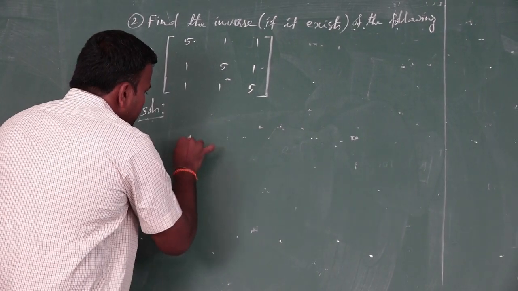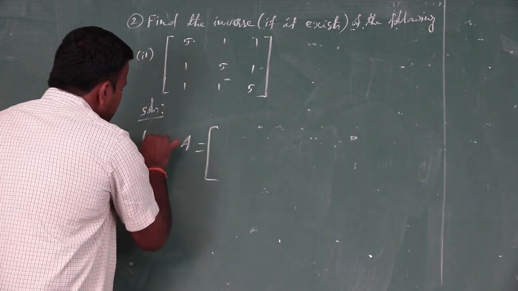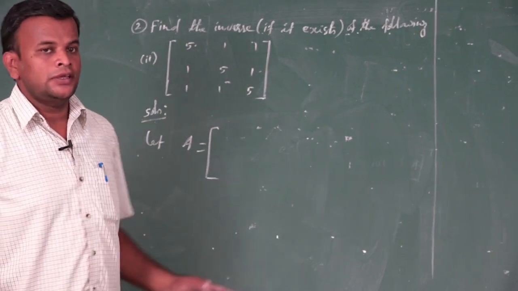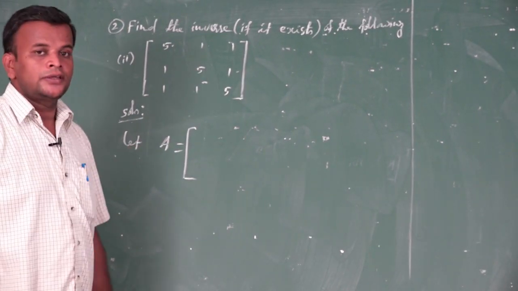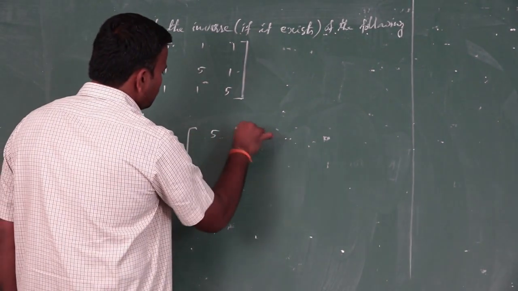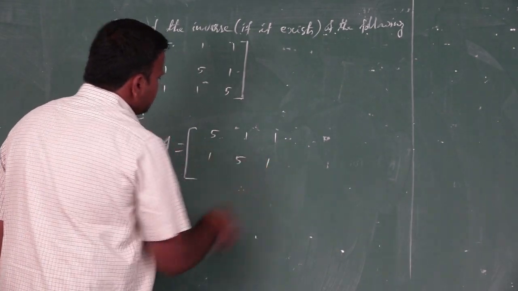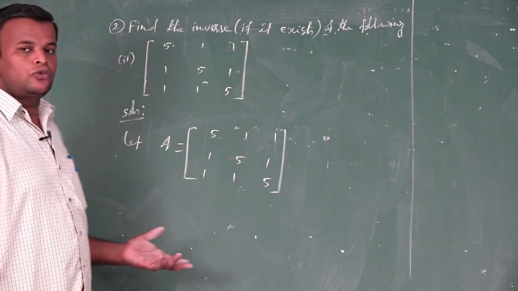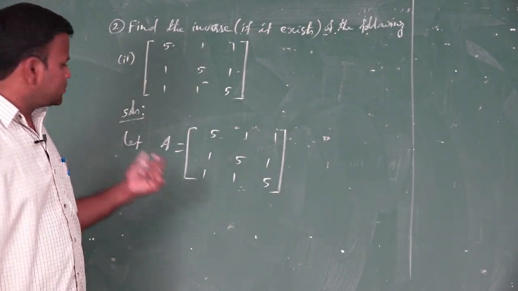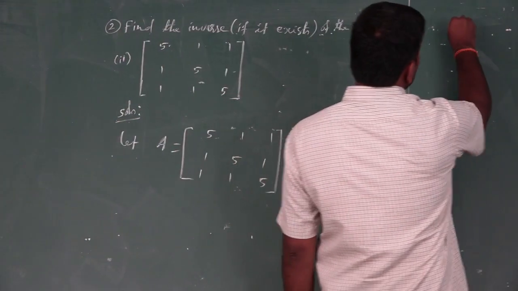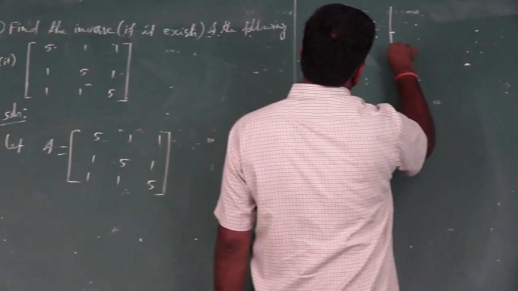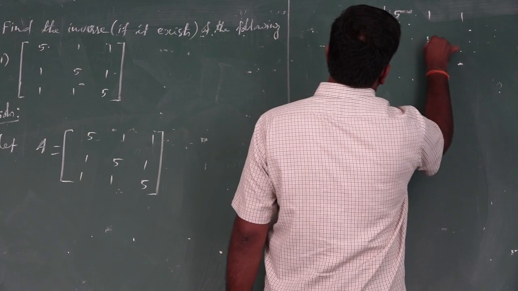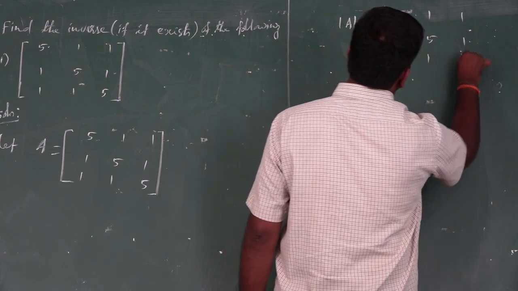First we will take a name for the matrix. We can name matrices A, B, C like this, but generally we take the name of the matrix as A. So the matrix A has the values 5, 1, 1, 1, 5, 1, 1, 1, 5. The next step is to find its determinant. Determinant of A: the determinant symbol with 5, 1, 1, 1, 5, 1, 1, 1, 5.